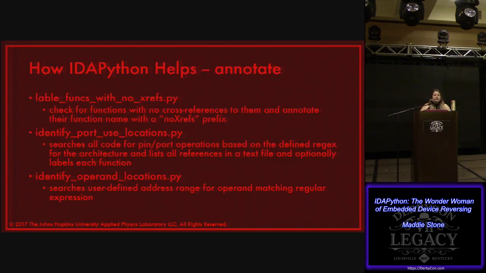So finally, we got through some analysis. What do we do with annotate? How can this help us a little bit? One of the key things that sounds super simple, but is really helpful, is a script that will run through your whole code base and check whether or not functions have cross-references to them.